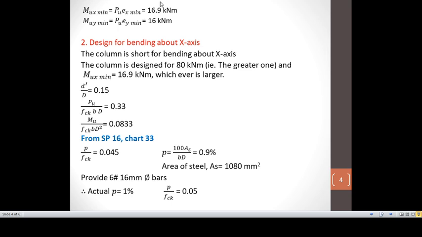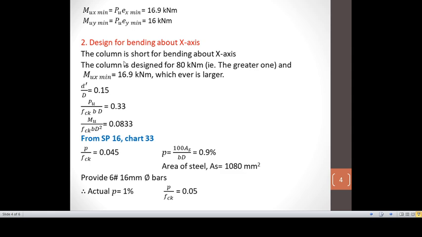So the next step is design for bending about x-axis. Since it is a rectangular section, we have calculated the slenderness in both x and y directions, so we need to consider the design for both x and y axis separately. Our first step is design for bending about x-axis. From the calculation of slenderness ratio, we understood that the column is short for bending about x-axis.